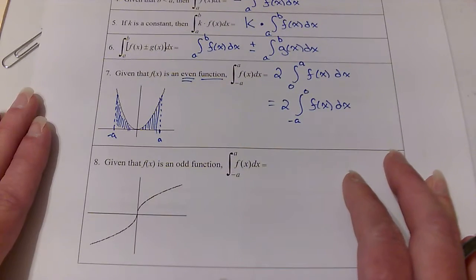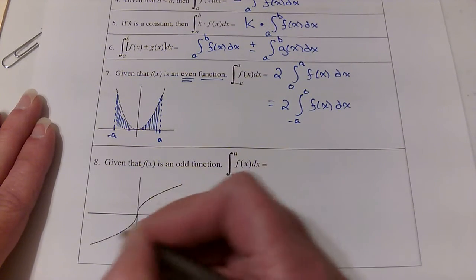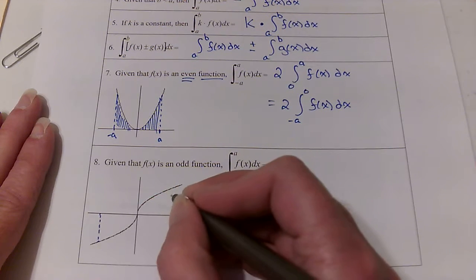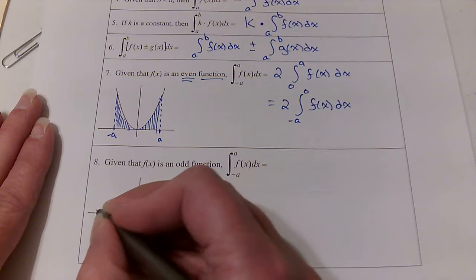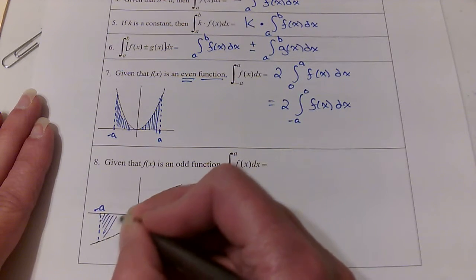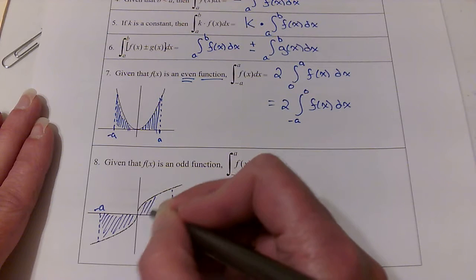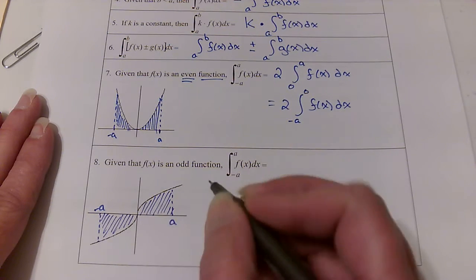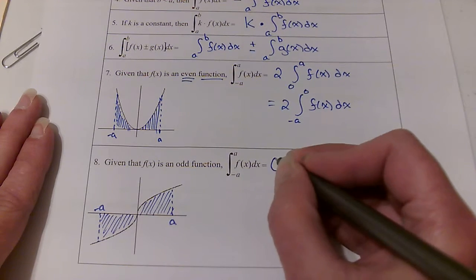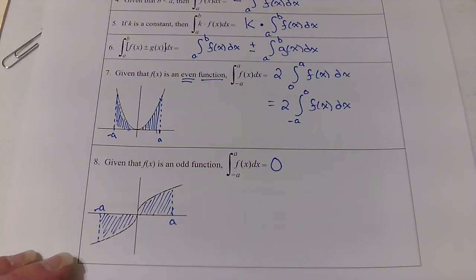And what would be true if it's an odd function? Odd function is symmetrical about the origin. So negative A to A. Well, you're going to have the same amount of area below and above, so that's always going to be 0.